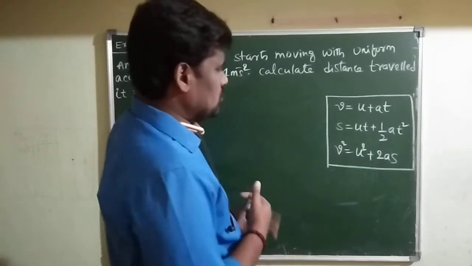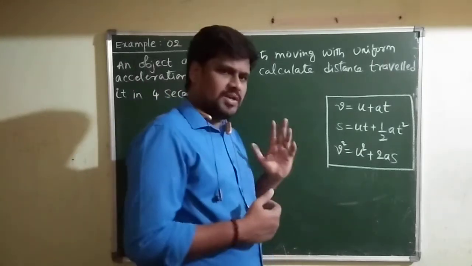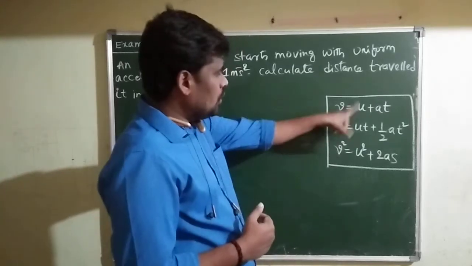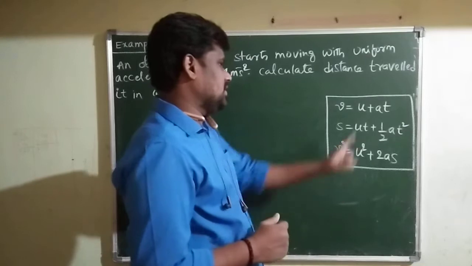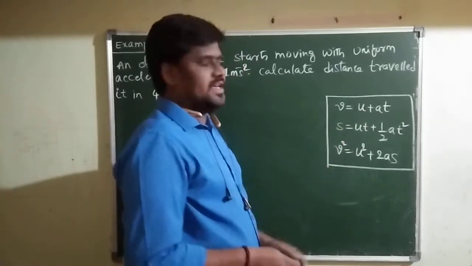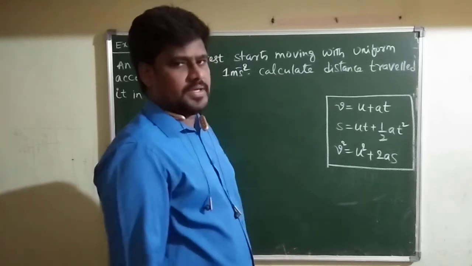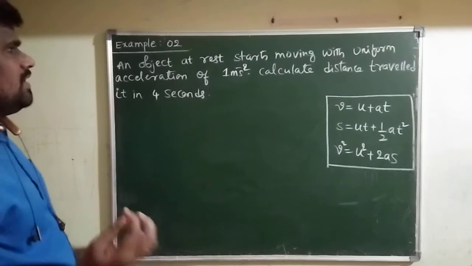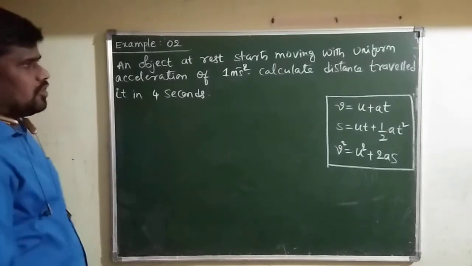I guess you know the meaning of the terms here. V stands for final velocity, U stands for initial velocity, A is acceleration, T is time, and S is called distance traveled by the body. Now look at the problem which is given in your textbook here. Let me solve this problem.